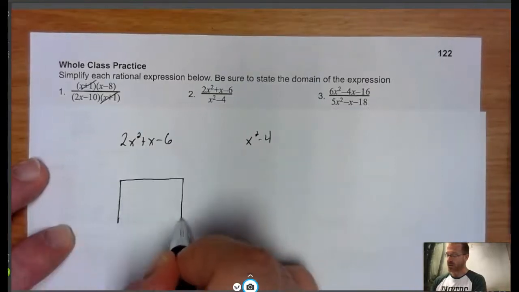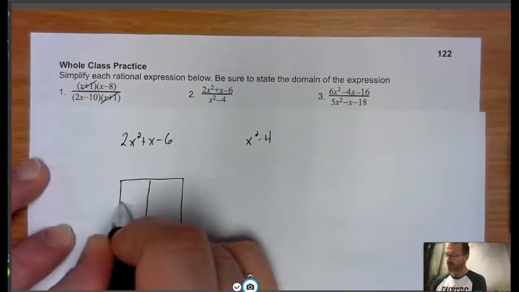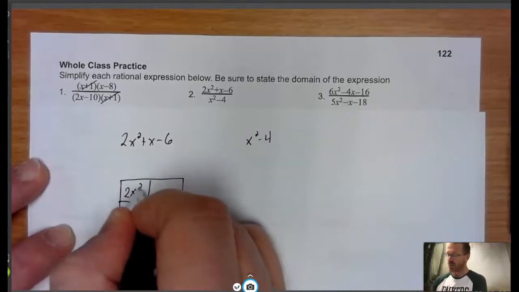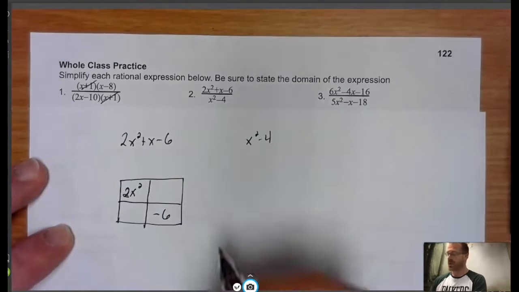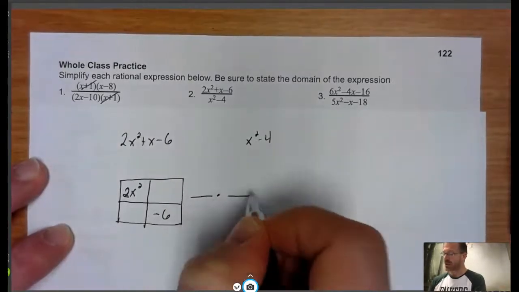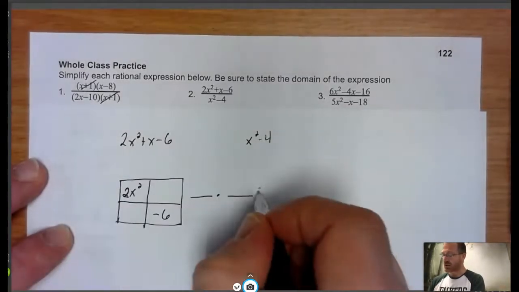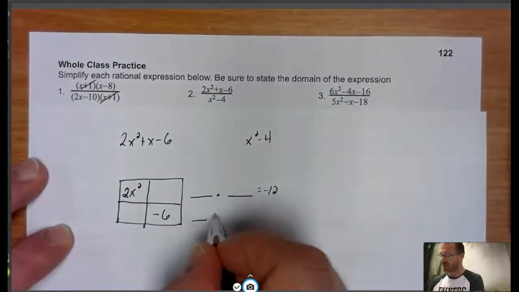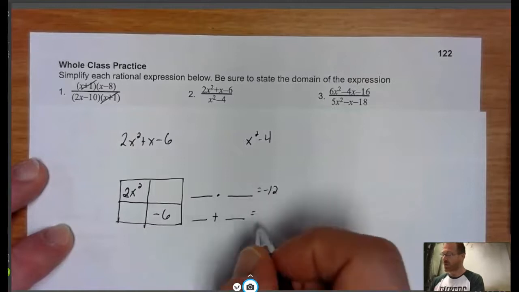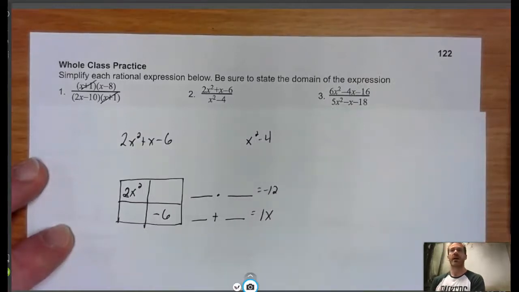So now when I do the first one here, I'm going to do my area model. My A term goes in the upper left-hand corner, C term in the lower right-hand corner. Now I'm going to multiply A times C, so 2 times negative 6 is negative 12. So I'm going to find 2 factors of negative 12 that add to be my B term, which is 1x. If you want to pause the video and think about that and try to figure that out, that's great.